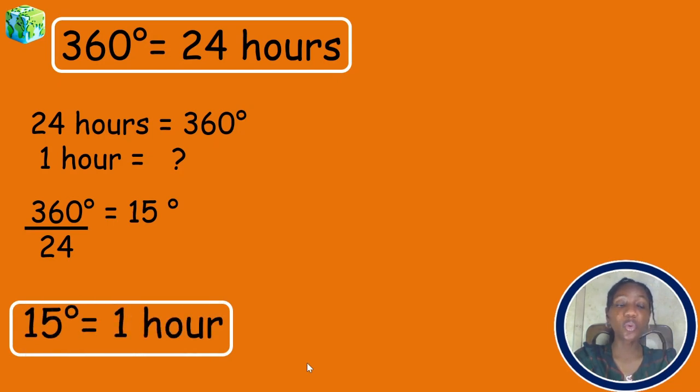So we know what the time equivalent of 360 degrees and 15 degrees is, but 1 degree equals what? So from the last equation we proved, we know that 15 degrees equals 1 hour, and 1 hour is the same as 60 minutes.